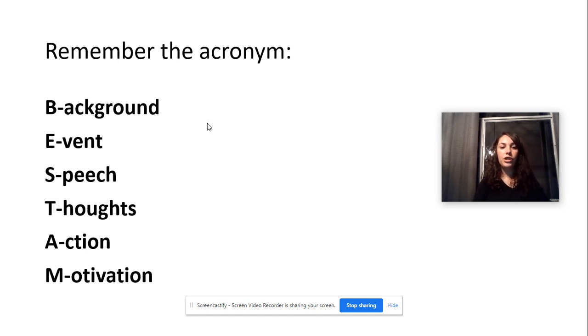So now it is your turn. Go ahead and begin your exit ticket for lesson 20, focusing on the acronym BEST AM, which is going to be your guide to help you look at those questions and look for the clues to answer those questions correctly on character motivation. Go ahead and begin.